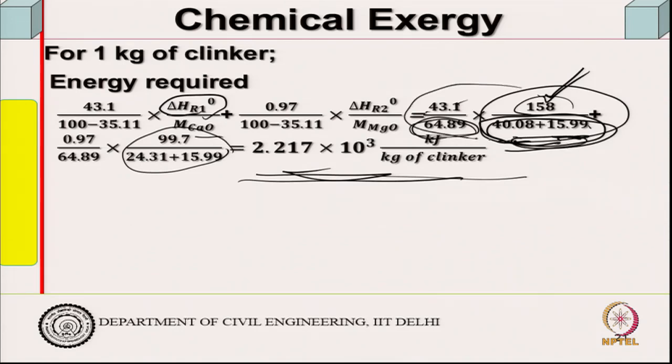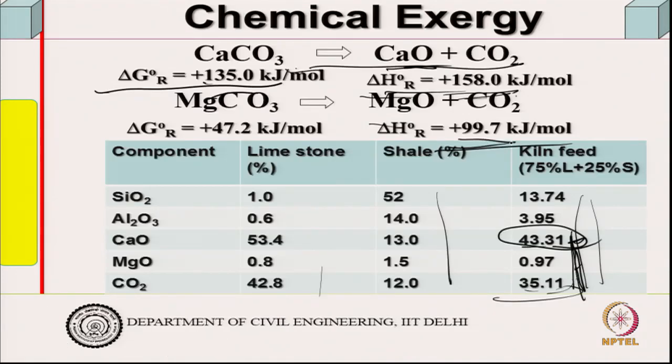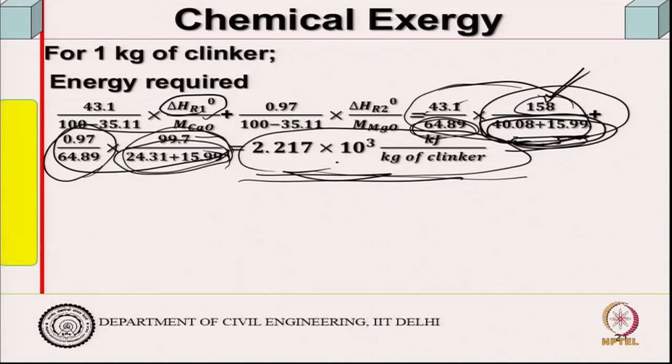So, this is the amount of heat, the enthalpy change required for calcium carbonate to calcium oxide. This is for the magnesium part of it. How much was it? Magnesium percentage is 99.7, the heat enthalpy change, and magnesium is 99.7, total 64.89 is the solid mass actually, and this is the magnesium oxide molecular weight. So, this way if you calculate out, you get 2.217 into 10 to the power 3 kilojoules per kg of clinker.